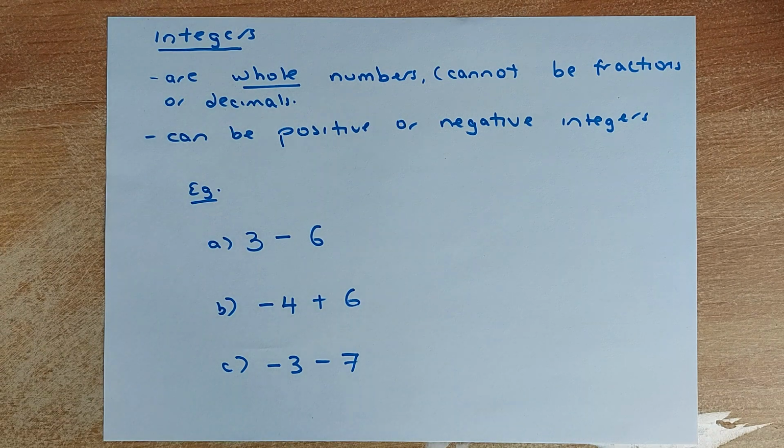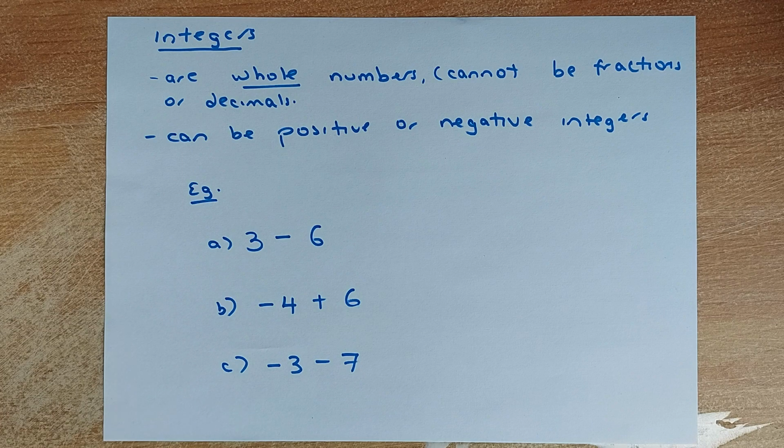So let's go. For example, we need to define what integers are. Integers are actually whole numbers, so they cannot be a fraction or a decimal. Integers can be positive: 1, 2, 3, 4, 5 are positive integers. Or negative integers could be -1, -2, -3, and so forth.